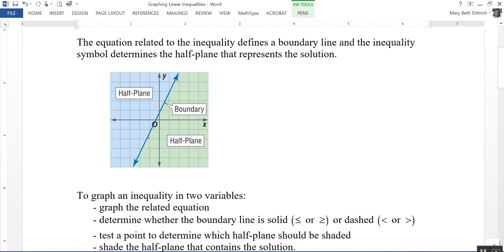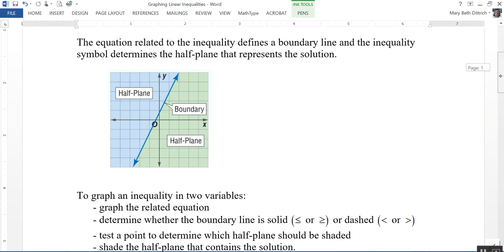So the boundary line is the related equation to the inequality, and then the solution is either going to be this half plane or this half plane, which is going to be determined by the direction of the inequality symbol, whether it's a less than or a greater than.